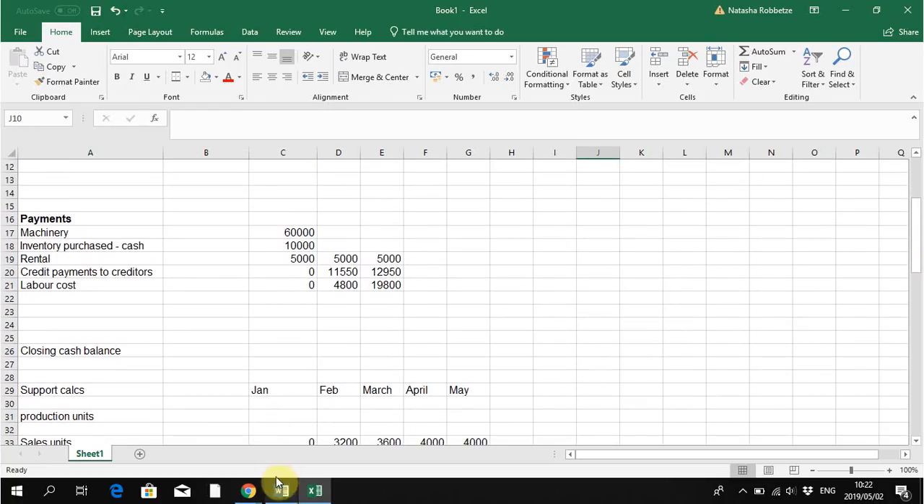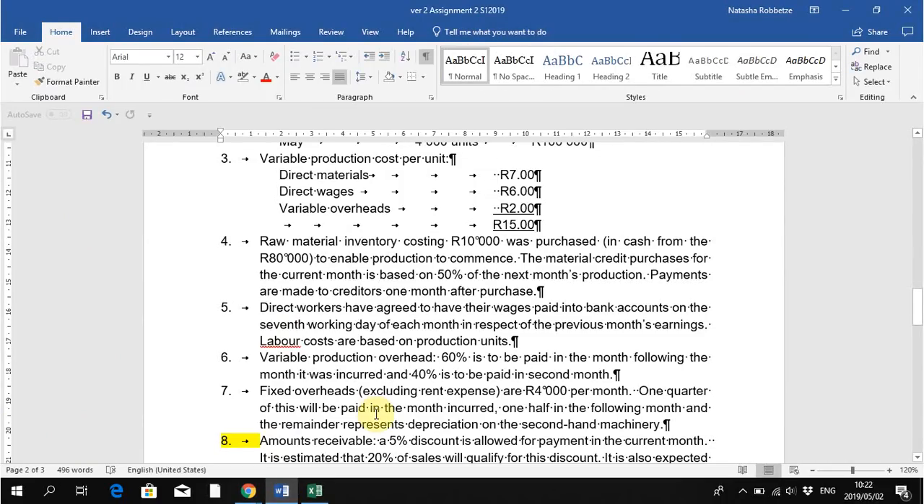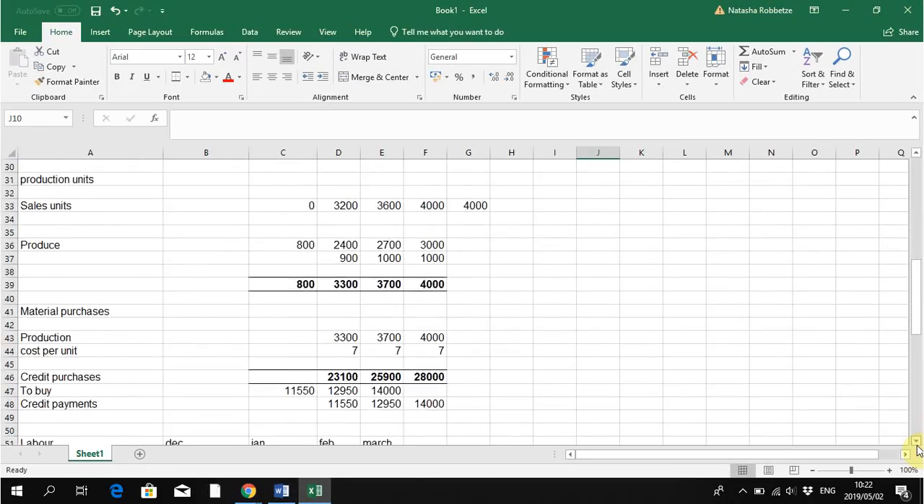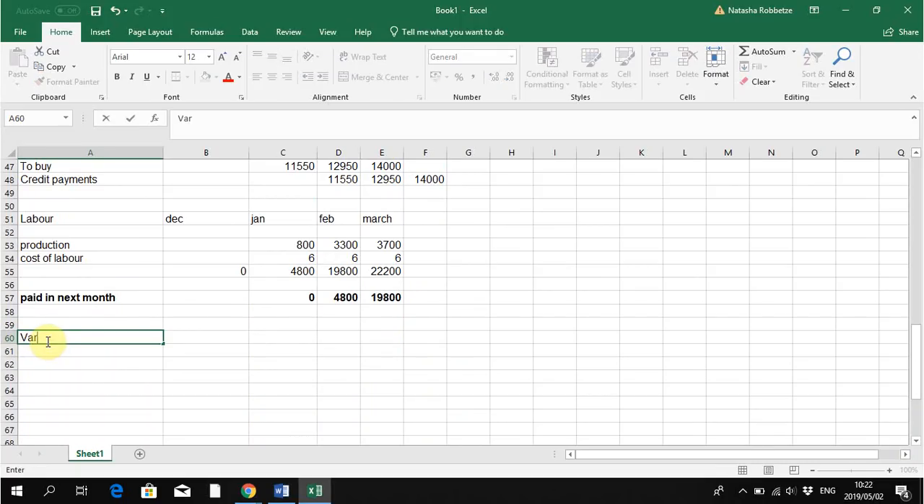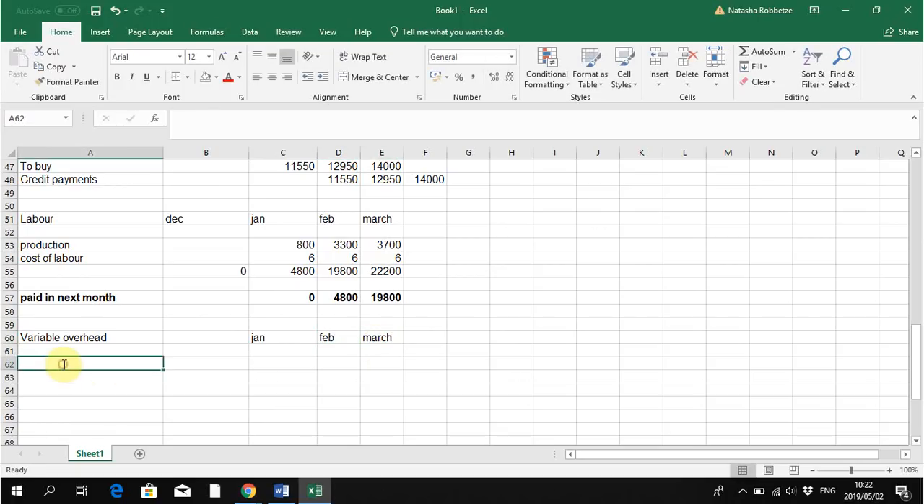Alrighty, so if I look at the next note, it relates to variable overhead and it says 60% is paid for in the month following the month it was incurred and 40% is paid for in the second month. So now I need to go and do a calculation for variable overhead. Again, I need to start with my production units. Production, it was 800, 3,300, 3,700. Then we have to go and see what the costs are, and it seems like it's 2 Rand per unit.